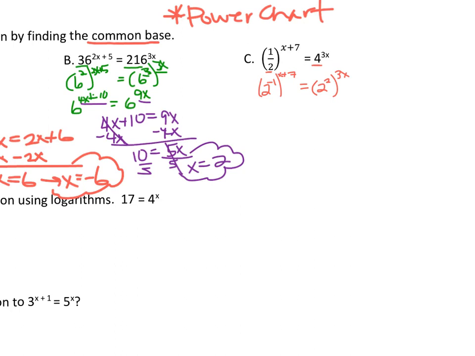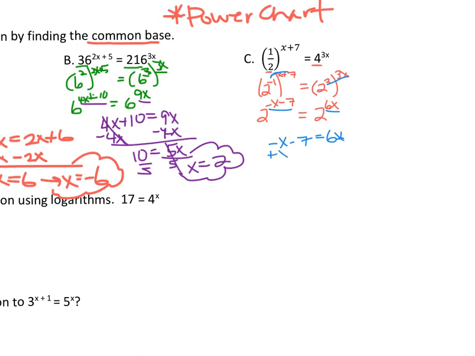We just need to figure out what's going on with their exponents. For the left-hand side, if I distribute the negative 1 in, we would get 2 to the negative x minus 7 power. On the right, if we multiply those two together, we would get 2 to the 6x power. Once the bases are the same, we simply set the exponents equal to each other. Negative x minus 7 equals 6x.